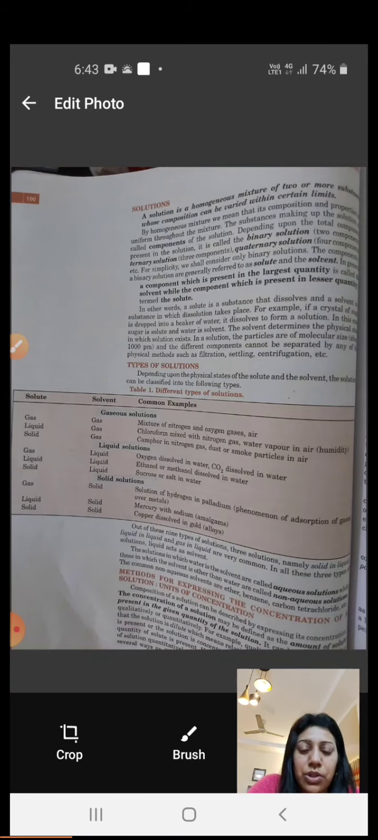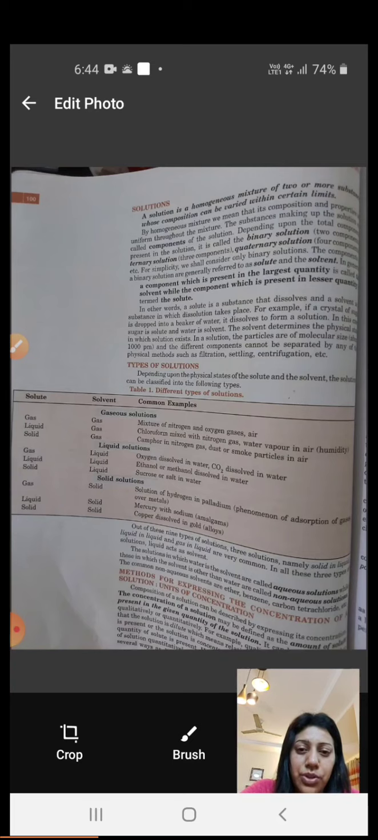Next one is liquid solution. In a liquid solution, the solvent is liquid, while the solute can differ: gas, liquid and solid. Gas in liquid, like oxygen dissolved in water. Liquid in liquid, like ethanol, also known as alcohol, dissolved in water. And solid in liquid, like sucrose, also known as sugar, and the formula is C12H22O11, which is dissolved in water.